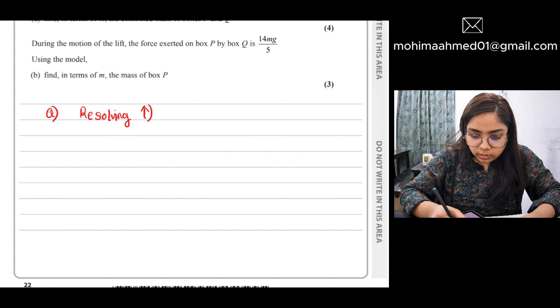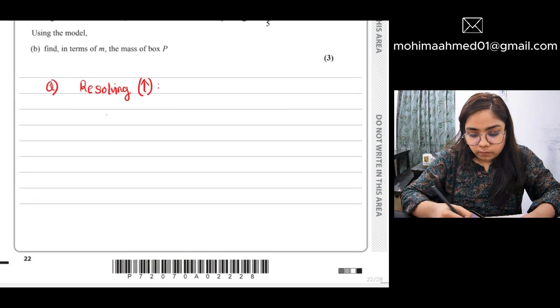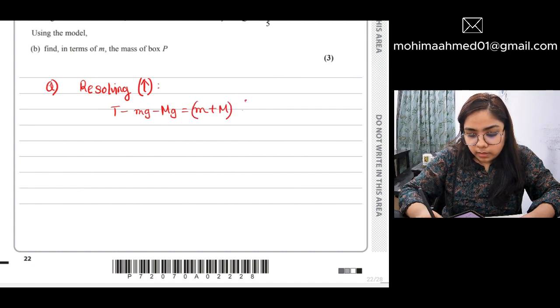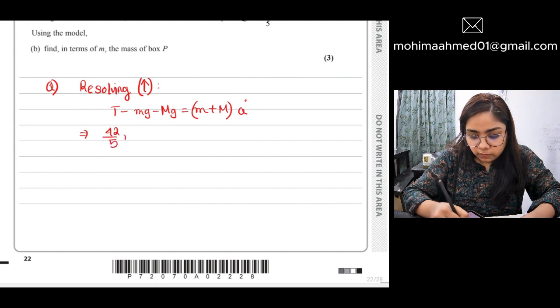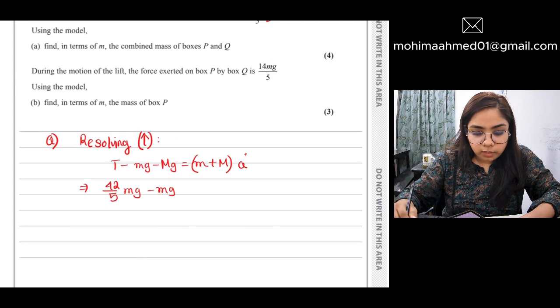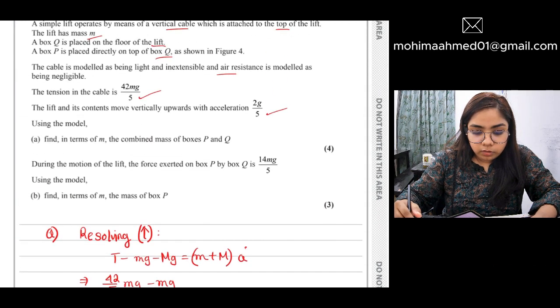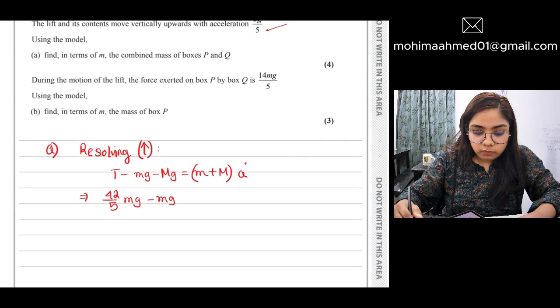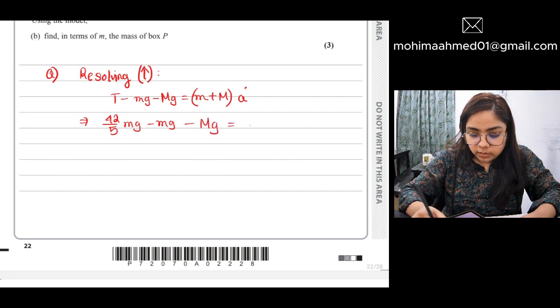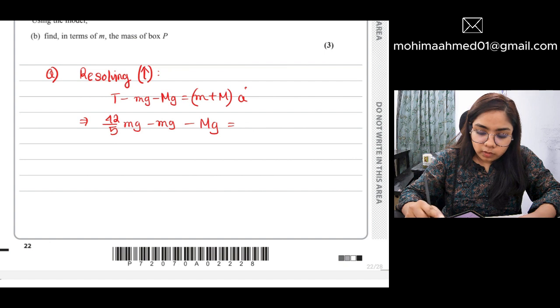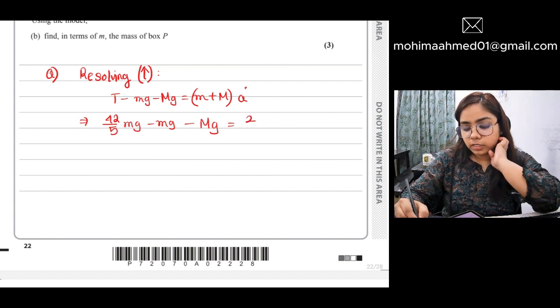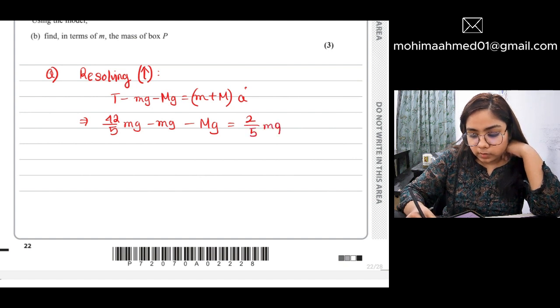For resolving in the upward direction, we can now write T minus mg minus capital Mg is going to be (m plus capital M)a. T over here was 42 over 5 mg, and the other one was 2 over 5 mg, minus capital Mg, and this is going to be M. So a will be multiplied with small m and capital M. A was already g, so this is going to be 2 by 5 mg plus 2 by 5 capital Mg.